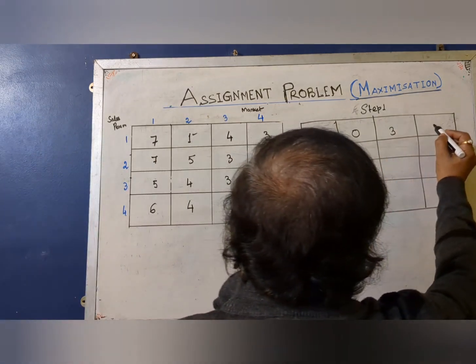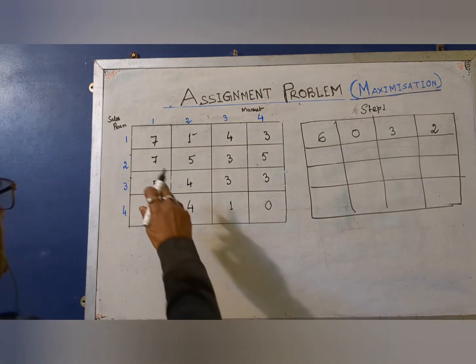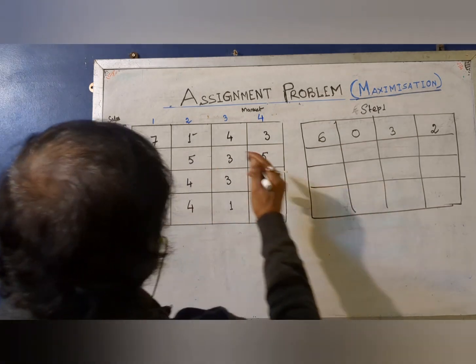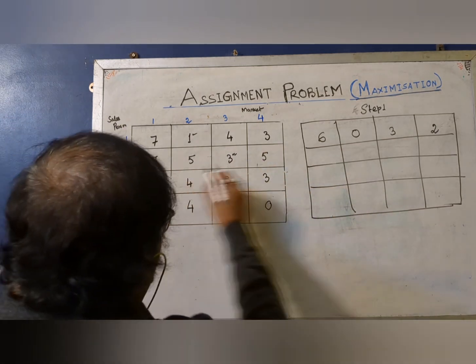3 minus 1 is 2. The same process is to be repeated for row 2. What is the lowest element? The lowest element for row 2 is 3. Subtract 3 from all other elements.